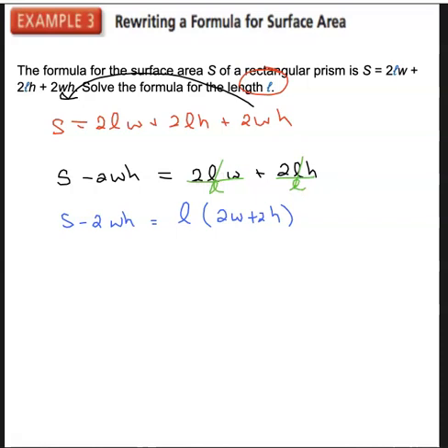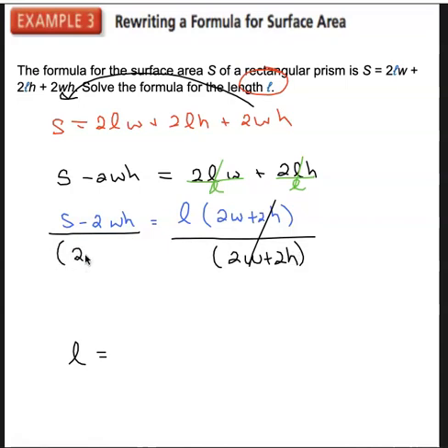Good. I don't want L times the quantity of anything. I just want L. How do you get rid of that times the quantity of? Divide by that quantity of. Well, I'm going to divide by the quantity of 2W plus 2H. That will allow me to write L equals. What I do to one side, do to the other side, and divide this by the quantity of 2W plus 2H. And I get S minus 2WH over 2W plus 2H.